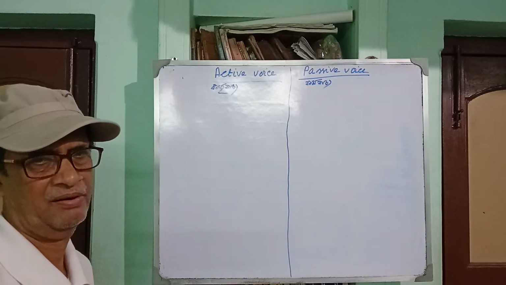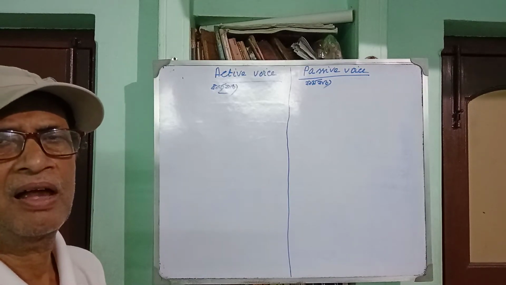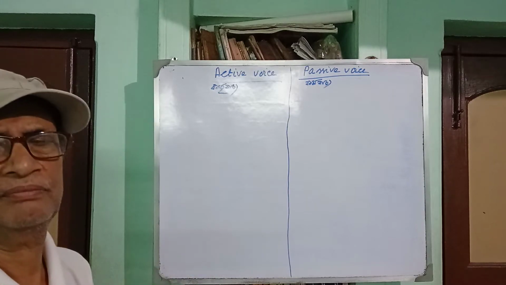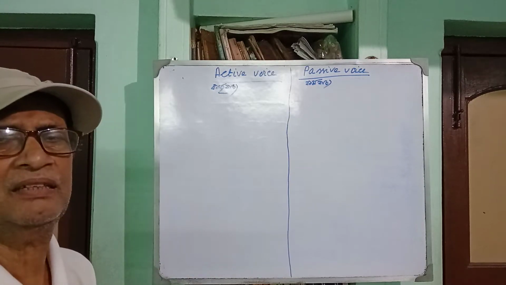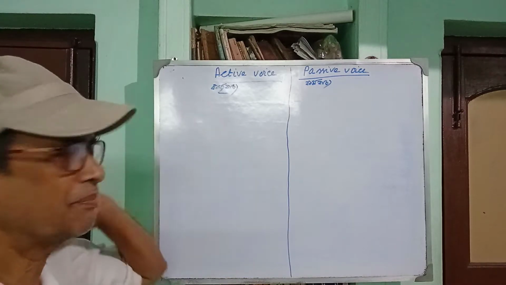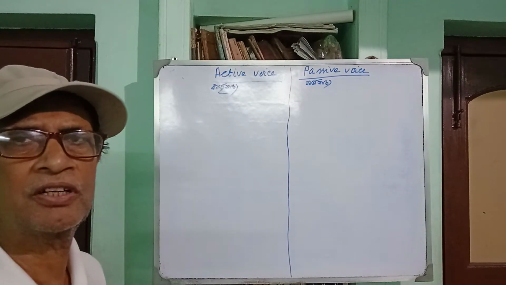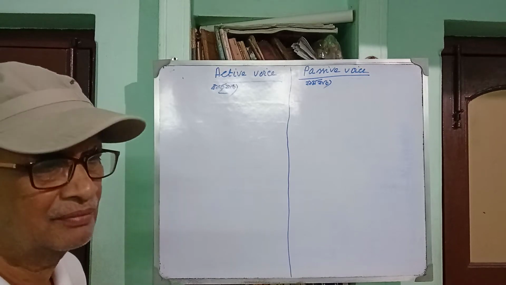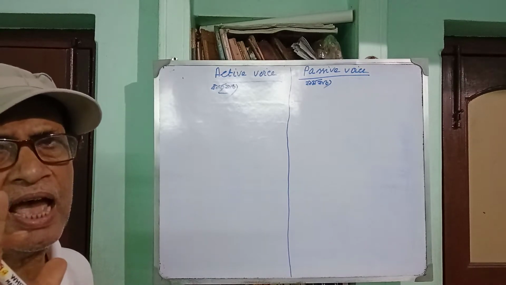When the action of the doer is directly done by the subject, or directly done by the doer, the verb takes the active voice form.